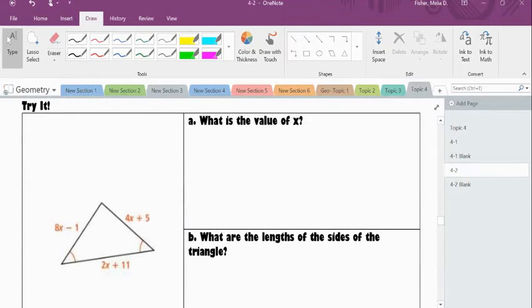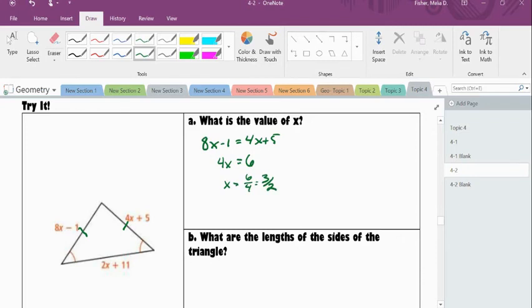Part A wants you to find the value of x. So 8x minus 1 should equal 4x plus 5, because those two pieces are congruent. Subtracting 4x and adding 1 gives us 4x equals 6, and then dividing by 4 gives us 6/4, which is the same thing as 3/2.